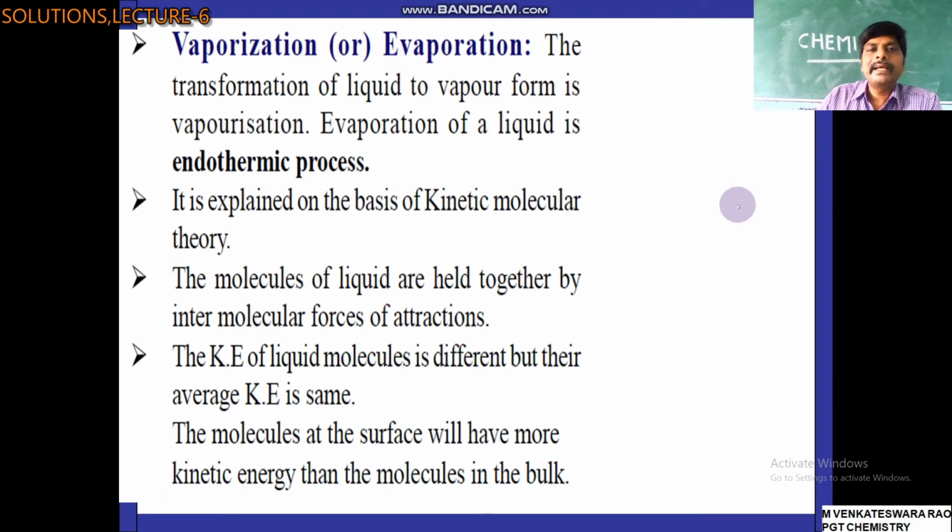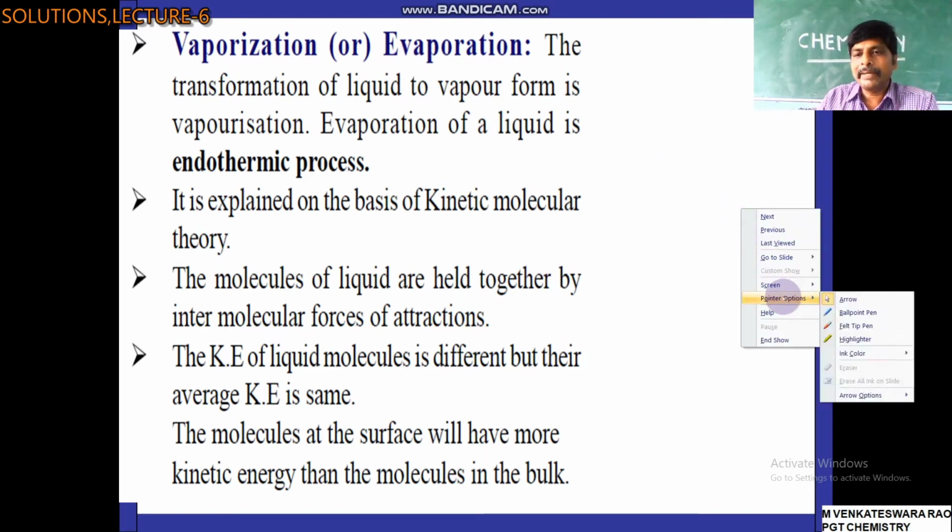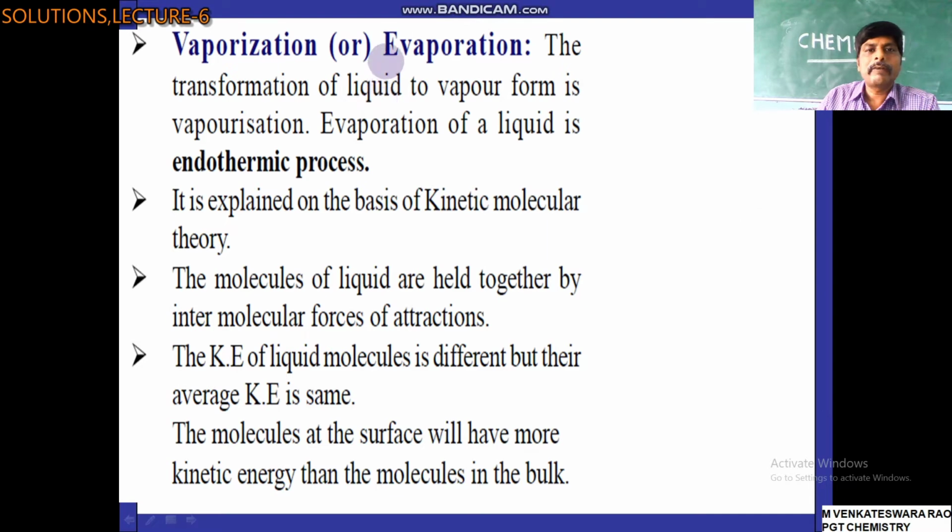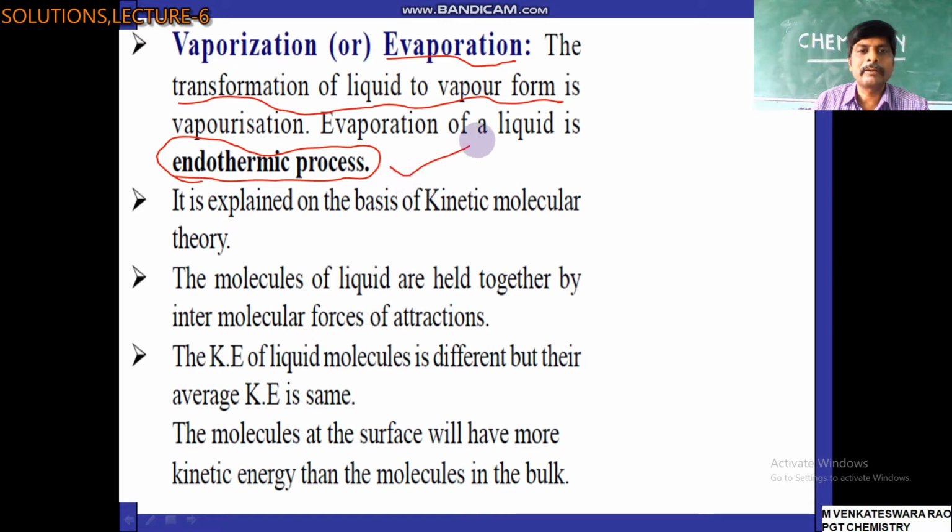What is meant by evaporation? Evaporation is the transformation of liquid to vapor form. The transformation of liquid to vapor form is vaporization or evaporation. Evaporation of liquid is an endothermic process. You have to remember this one. According to Le Chatelier's principle, high temperature favors the endothermic process.